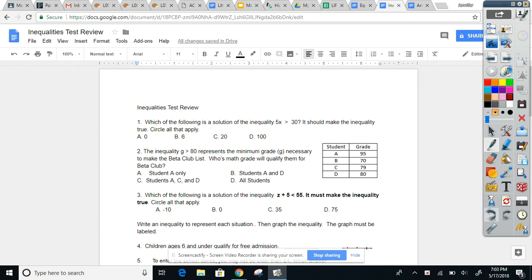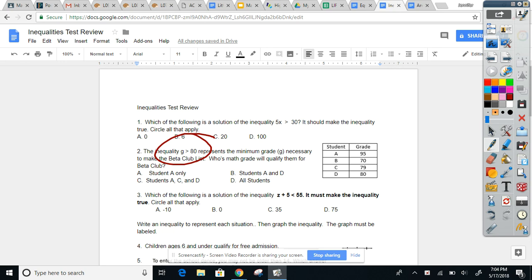Okay, number 2. It says the inequality G is greater than 80 represents the minimum grade, which is represented by G. G is the grade necessary to make the Beta Club list. Whose math grades will qualify them for the Beta Club? You need to look at the table to the right. When we look at the table, we can see that student A made a grade of 95. So if we look over here at our inequality, the G stands for grade, and our grade has to be higher than 80.